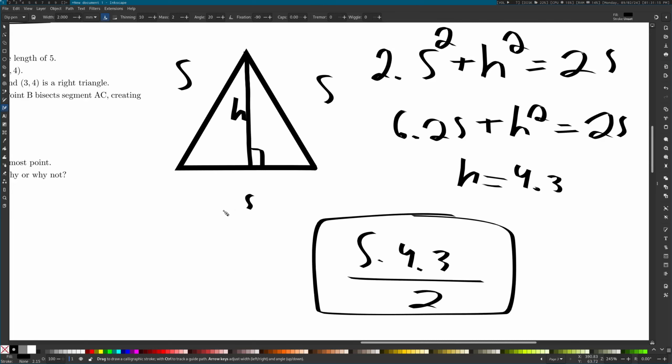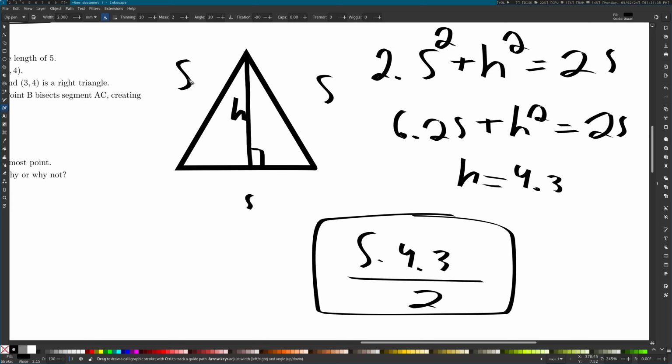Wait, why did you divide by 2? Oh, because the area of the triangle is base times height divided by 2. That's why it was multiplied by 5. You could just multiply by 2.5 and get the same answer. Oh, that would make sense. So that's why you use the Pythagorean theorem. Okay.